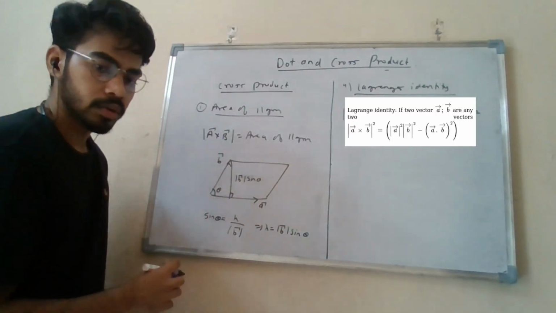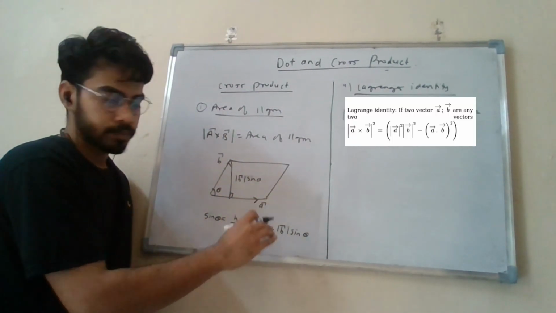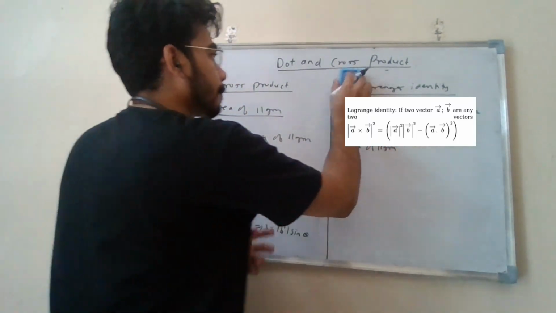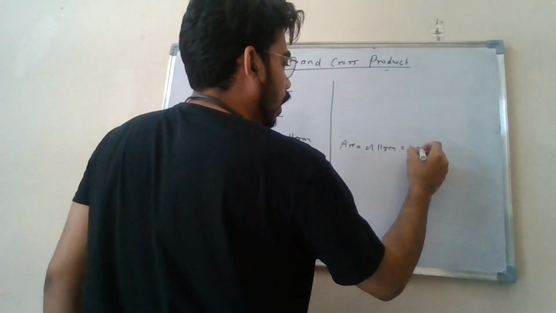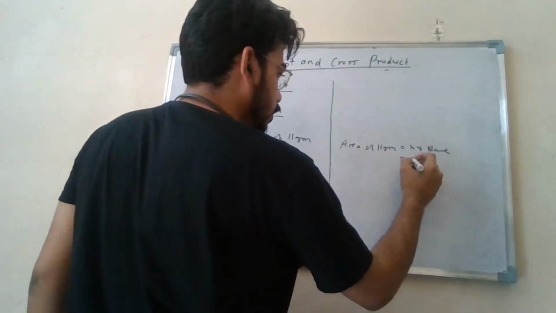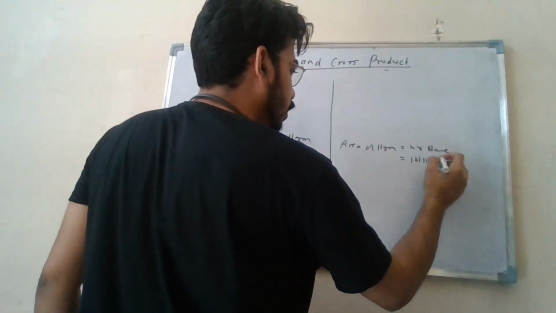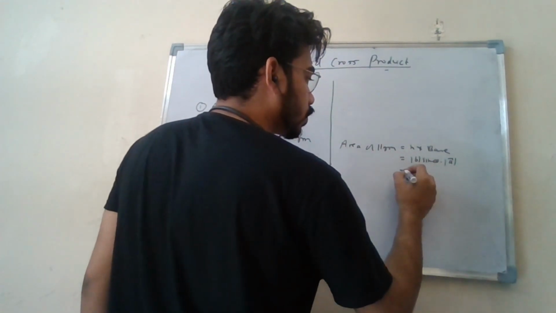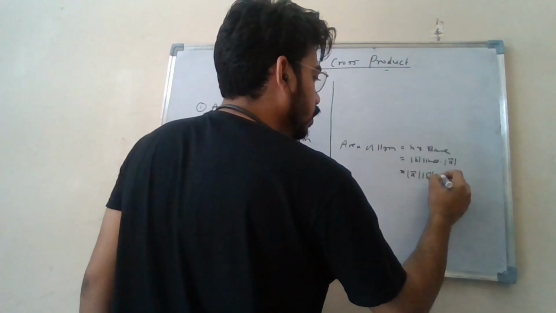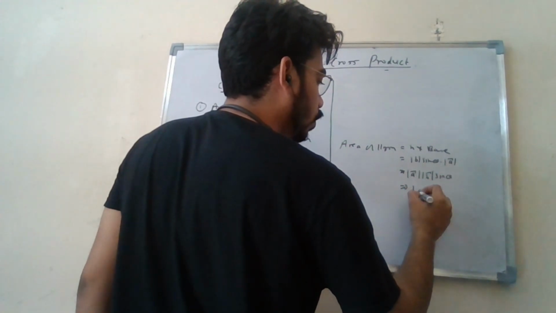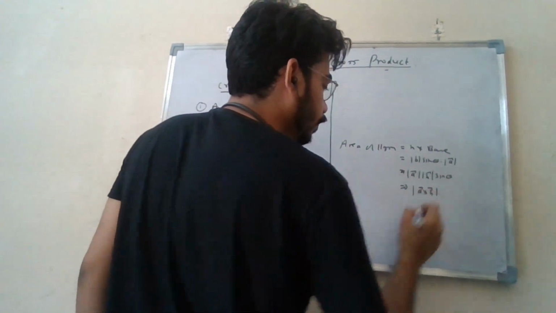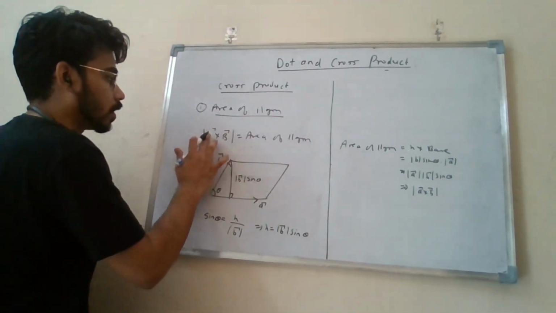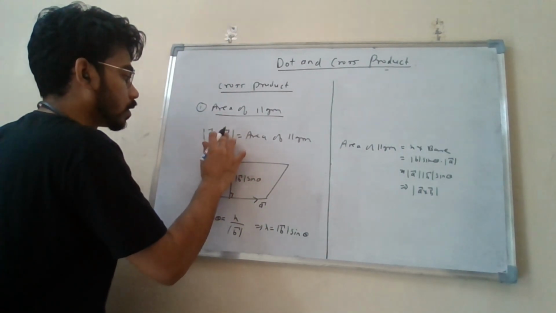So what is the area of parallelogram? Height into base. My height is mod B sin theta and my base will be mod A. So this will give mod A, mod B sin theta, and it's nothing but the mod of A cross B vector. Okay. So the cross product of two vectors. Here I have to write small a and small b.